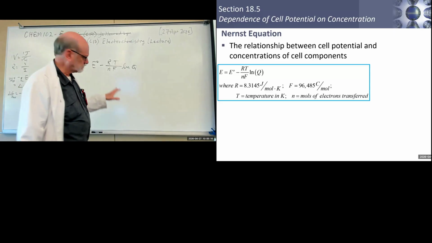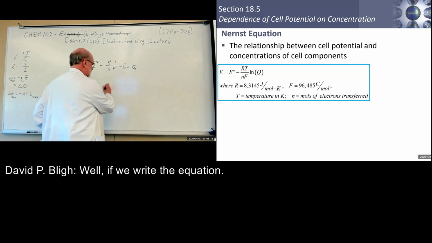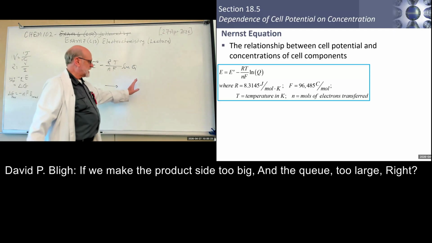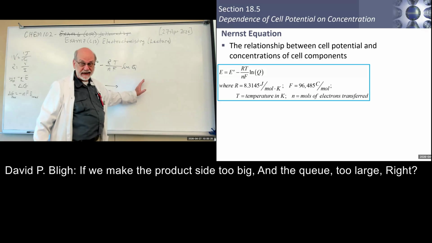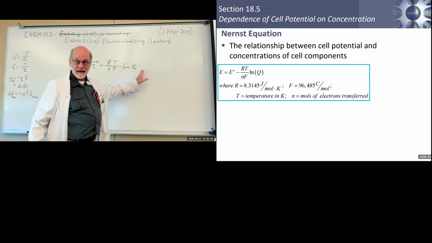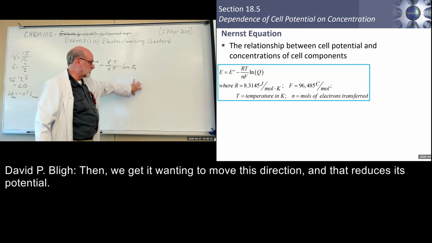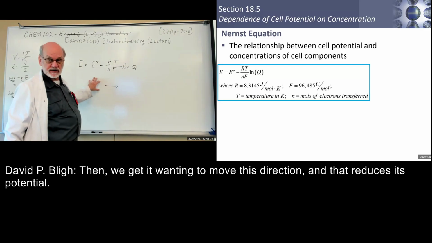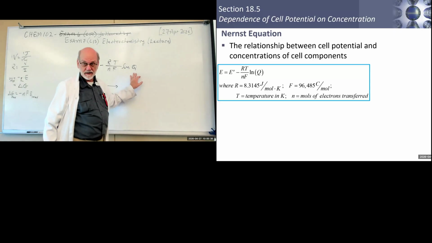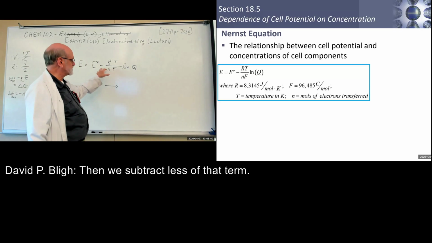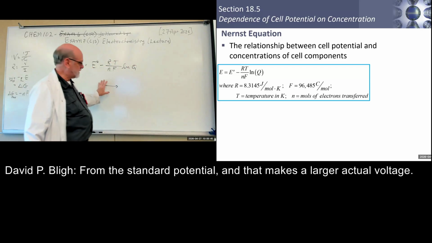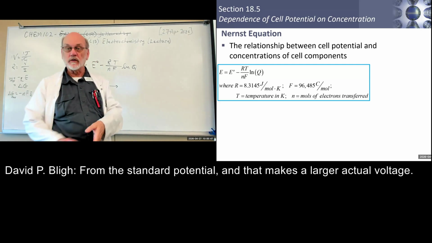And what does that mean? Well, if we write the equation like this, and we want it to be spontaneous that way, if we make the product side too big and the Q too large, right, then we get it wanting to move this direction, and that reduces its potential. But if we make the Q very small, then we subtract less of that term from the standard potential, and that makes a larger actual voltage.